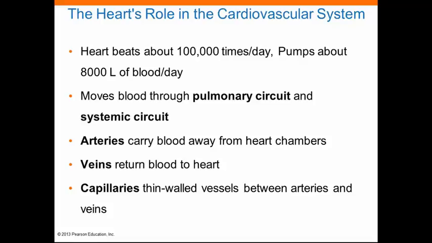Vessels are described by the direction of the blood they carry in reference to the heart. Arteries carry blood away from the heart chambers. Veins return blood to the heart. Capillaries are thin-walled vessels between arteries and veins. These thin walls of the capillaries permit the exchange of nutrients, gases, and wastes between the blood and tissues.